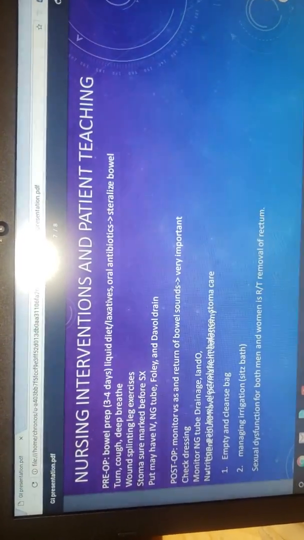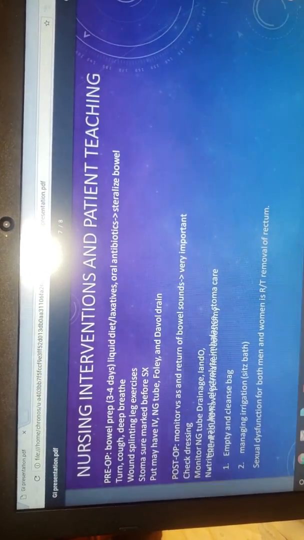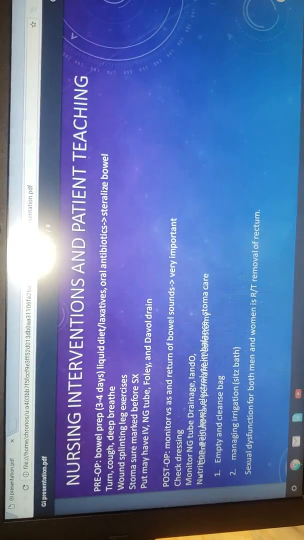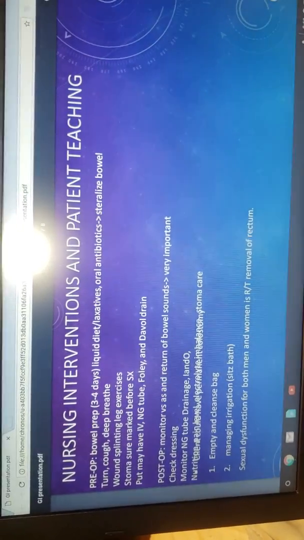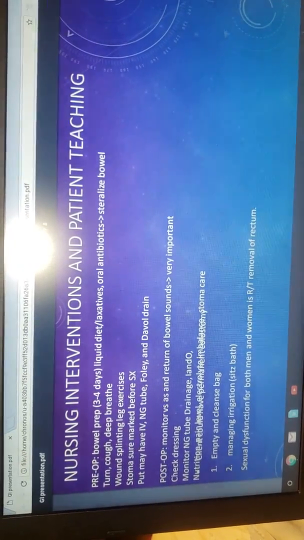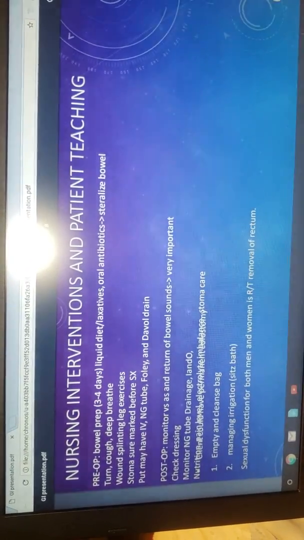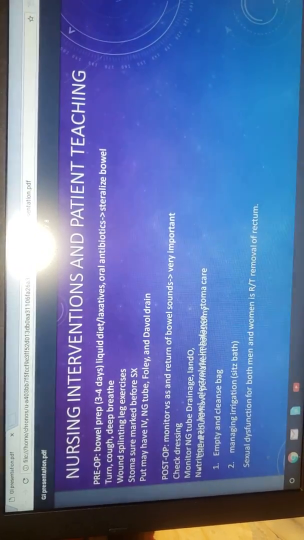You talk about a stoma because you have the stoma place marked before surgery because they might end up having a temporary colostomy for a little bit. You teach them about a catheter, IV, NG tube, teach them about all that.